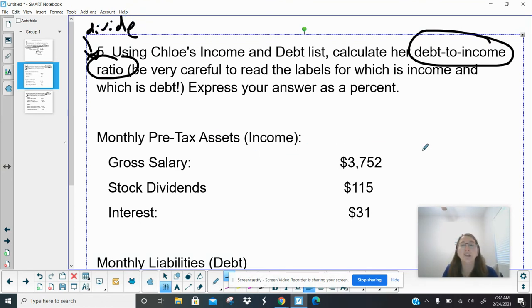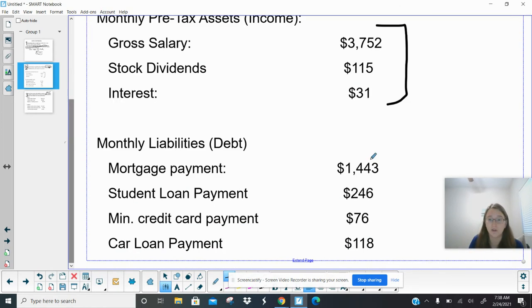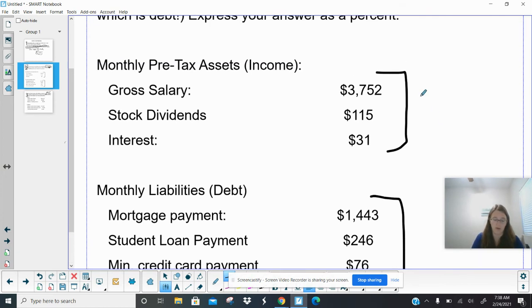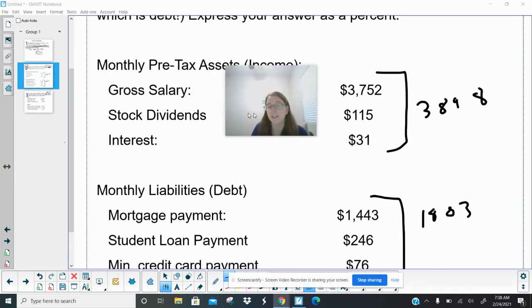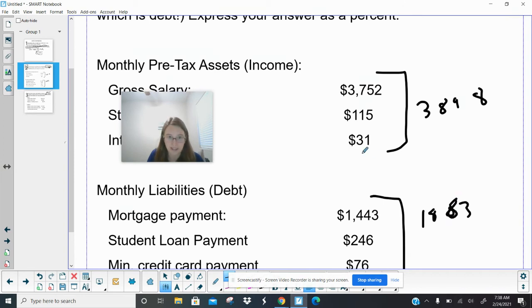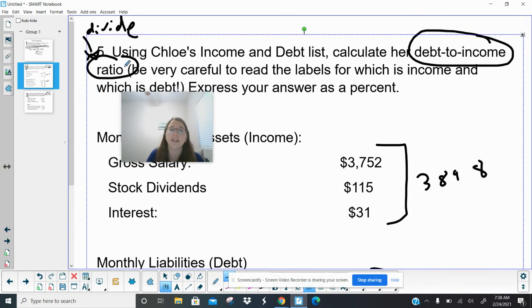So number 5, it looked like a lot of you guys did the first thing correct, where you need to add together these 2 chunks. So I'm going to do that real quick. 3,752 plus 115 plus 31. Okay, so I got 3,898, and I added that correctly, right? Yes. And then 1,443 plus 246 plus 76 plus 118. Okay, so it looks like a lot of you guys did this part correct, and then you thought it was the net worth problem, and so you subtracted. But debt to income ratio is dividing.